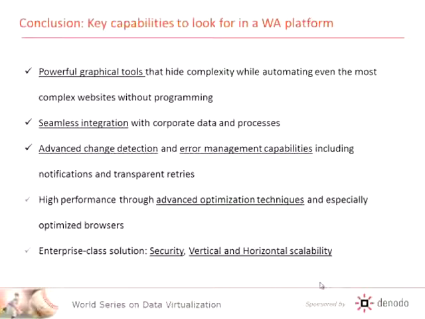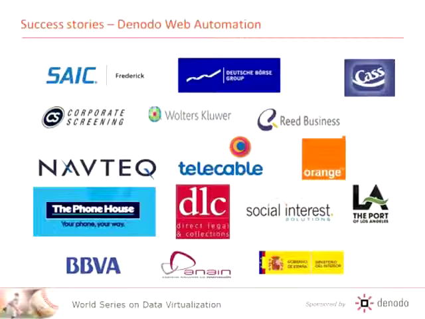Third, advanced change detection and error management capabilities are key to handle the dynamism inherent in web data. Next, high performance that is driven by optimization techniques. And finally, all of these features should be built into an enterprise class solution while ensuring security and scalability. And here we see some success stories where Denodo has implemented web data automation.